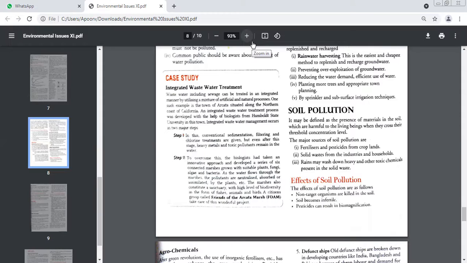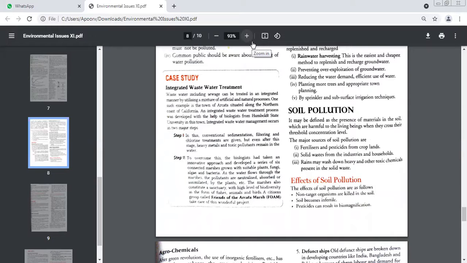Connected. Very good. So when water flows through these marshes, the pollutants are neutralized, absorbed, or assimilated by the plants. Three things happen to the pollutants. Either in any one of them, like they're passing through six, so this process can happen in any one. What are the three things which can happen to pollutants? Either they'll get neutralized. I mean, the toxic effect will get neutralized. Or second thing which happens is absorbed. And the third is assimilated. Assimilated means used to produce energy by the plants.